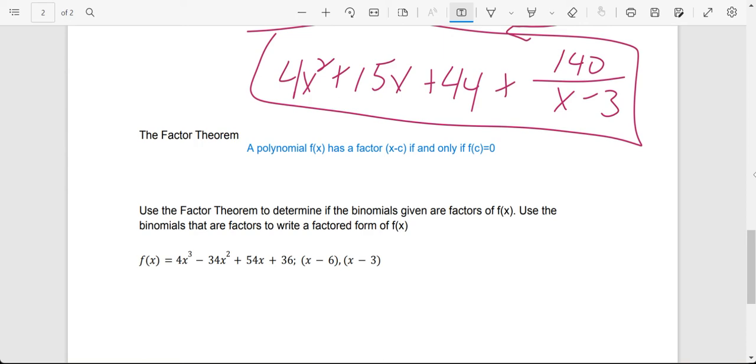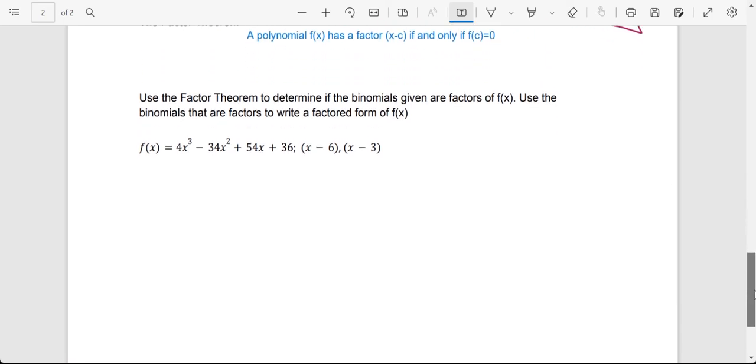Factor theorem is a nifty little rule we have here, all right? If we're dividing by x minus c, it's a factor of the polynomial if that c value, when you plug it into the function, gives 0. Then we know it's a factor. Let's do an example together. Use the factor theorem to determine if the binomials given are factors of f of x. Use the binomials that are factors to write a factored form of f of x.